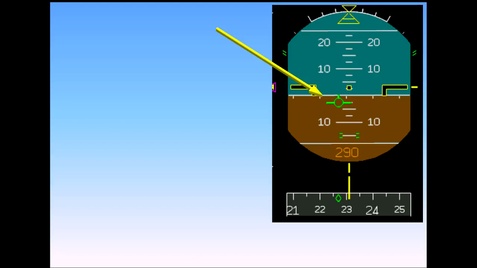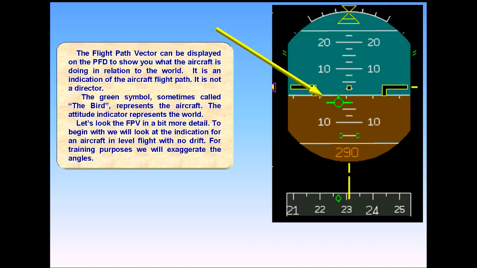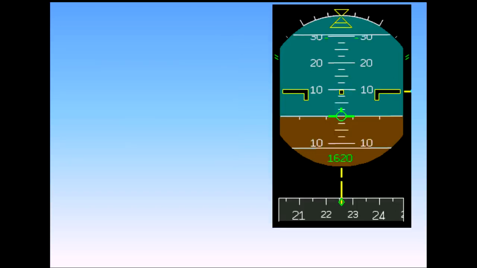To begin with, we will look at the indication for an aircraft in level flight with no drift. For training purposes, we will exaggerate the angles. The aircraft heading and track are the same, so the flight path vector and the track diamond are in line with the heading marker. These indications mean that the aircraft is not drifting.